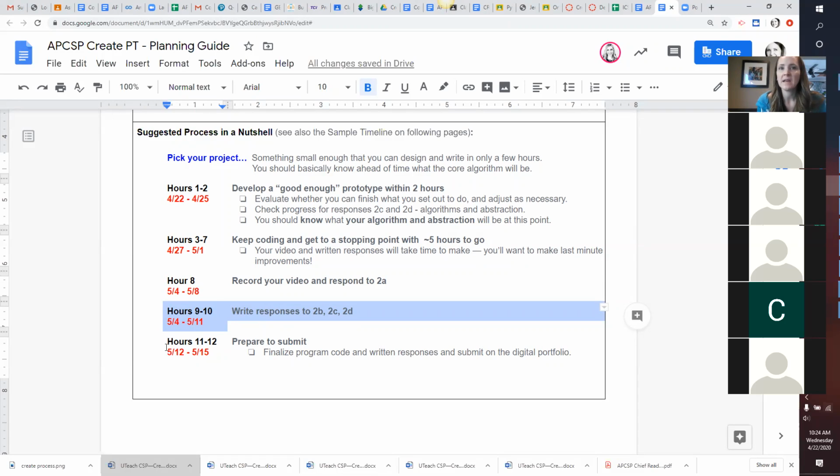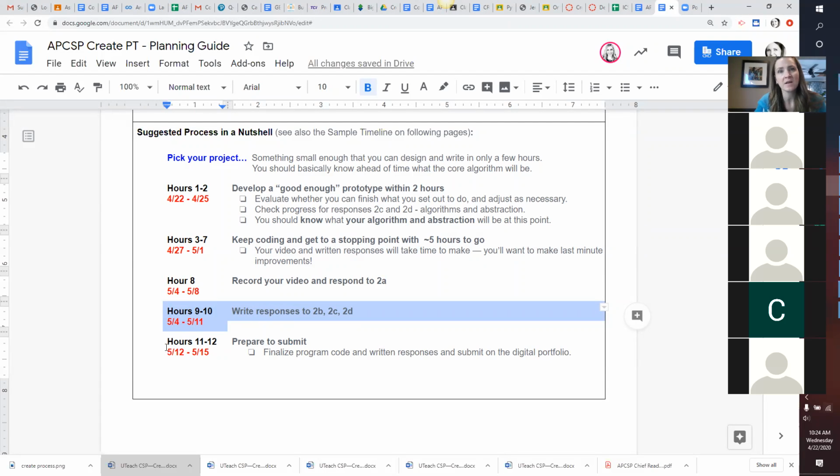You can edit your responses. You can keep coding if you want to. But remember that the video that you upload with the code in it that's actually working is 1 point. It is not a significant part of the grade of this. The writing is where all the points are, the writing.